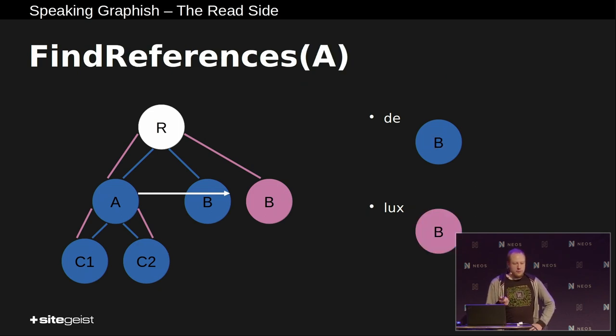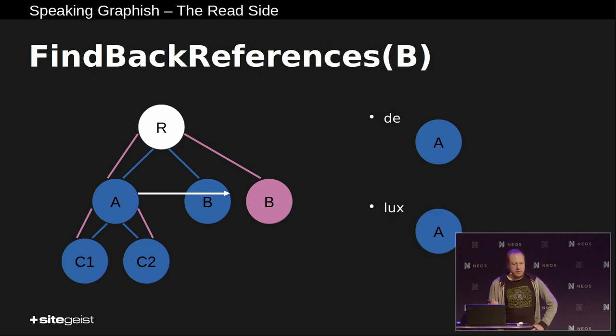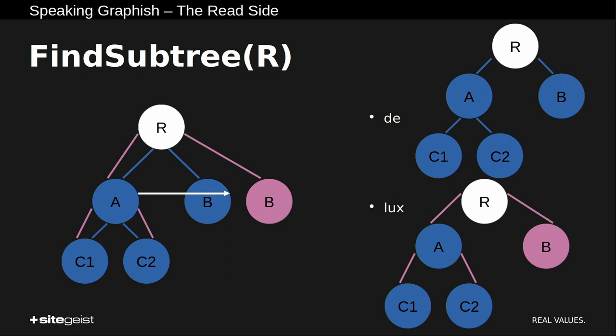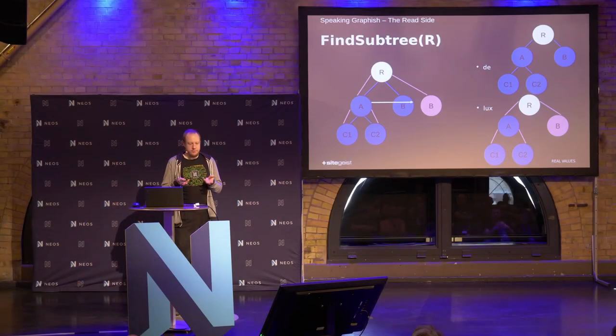You can find references. So what you find is a reference to B. You don't actually get the node itself. You get a reference containing the node. And one new operation is the back references. So you can find all nodes that reference B, for example. Then this is what these subtree structures look like. They're quite similar to the content graph itself, but it's always some portion of it.